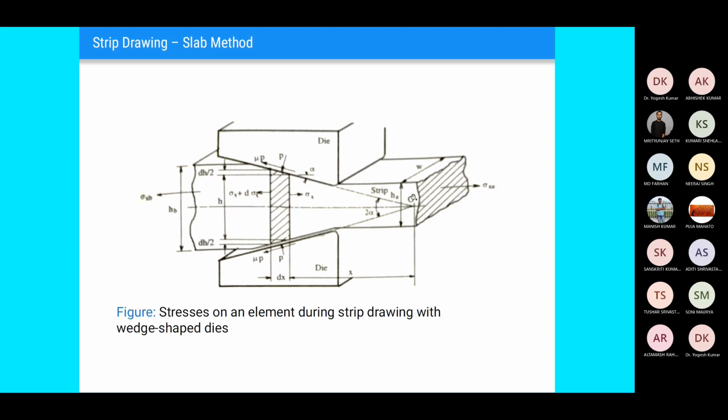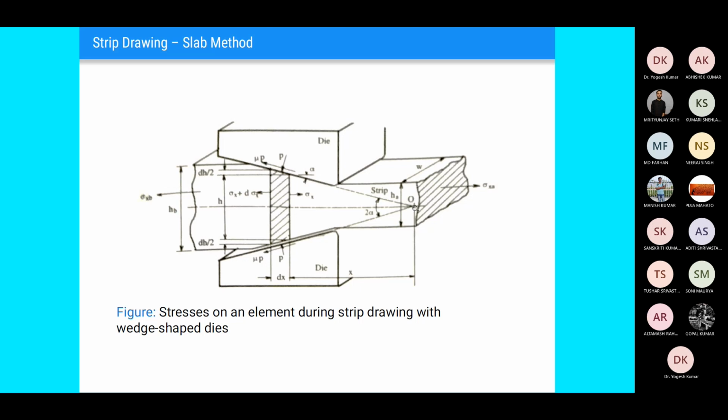Okay, so we have one virtual vertex O, and at distance x from this virtual vertex, we have an elemental strip or slab with the width dx. This is the dimension of your elemental strip, and the height of this strip at this point is h, and at this point it is h plus dh.